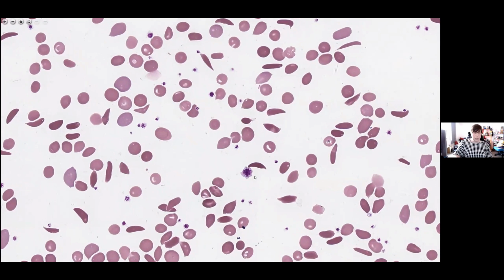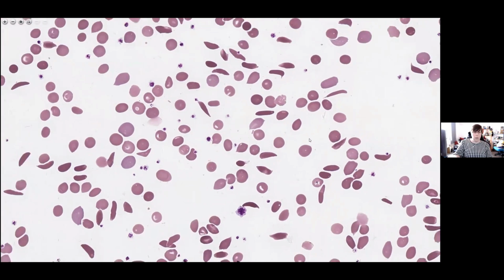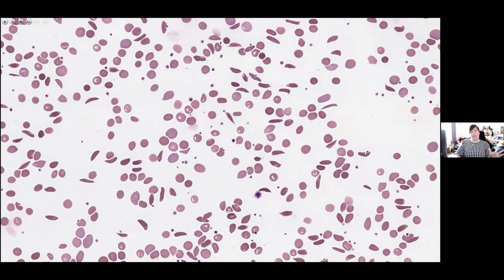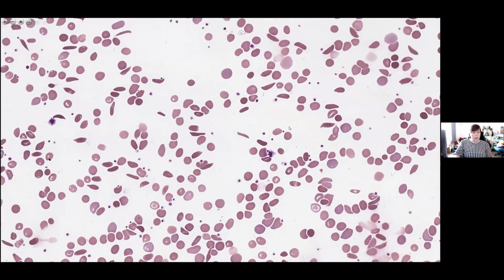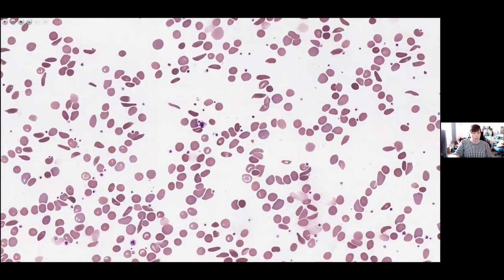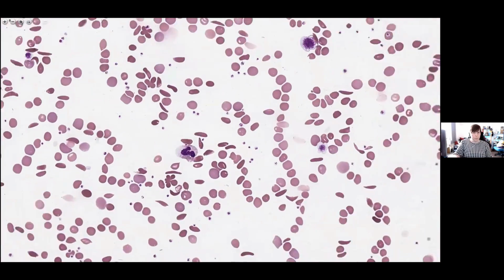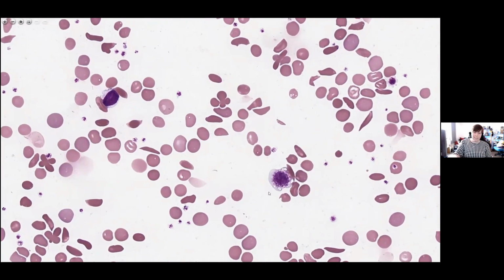This one's probably a large platelet. Larger than a red cell, I consider to be a giant platelet. This one here, another large one. This one here, probably a megakaryocyte fragment, but a very, very large object there on the field.